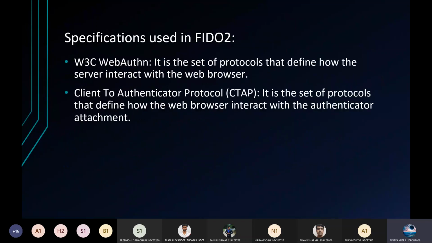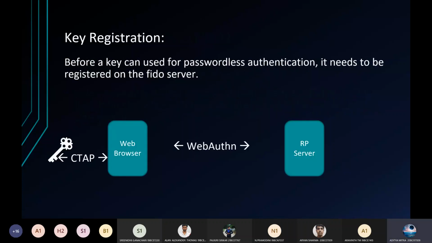Specs in FIDO2. W3C WebAuthn is the set of protocols that defines how the RP server interacts with the web browser. Client to authenticator protocol, CTAP, is the set of protocols that define how the web browser interacts with the authenticator attachment.